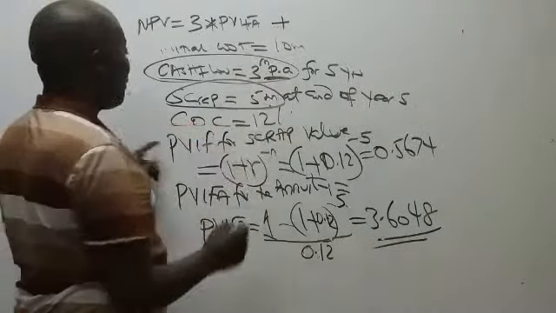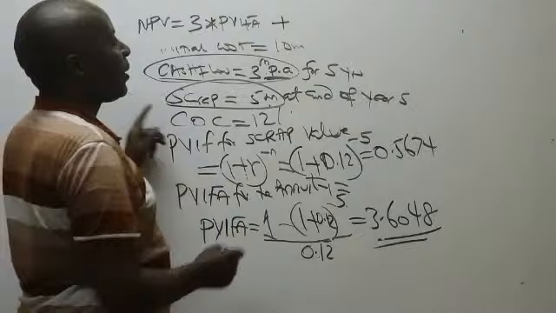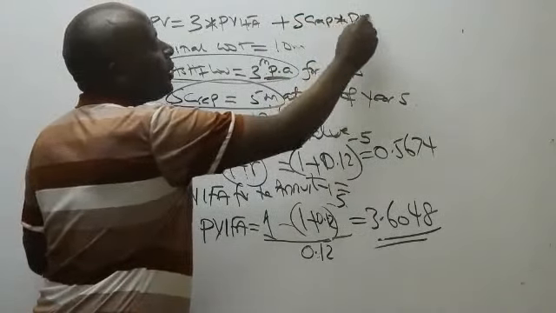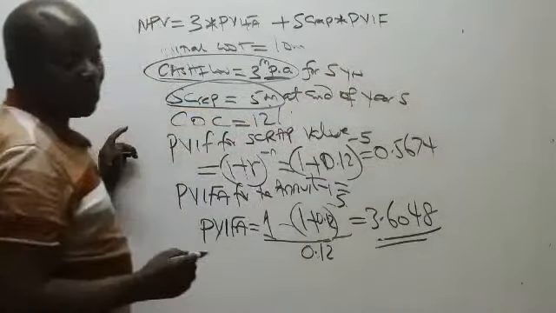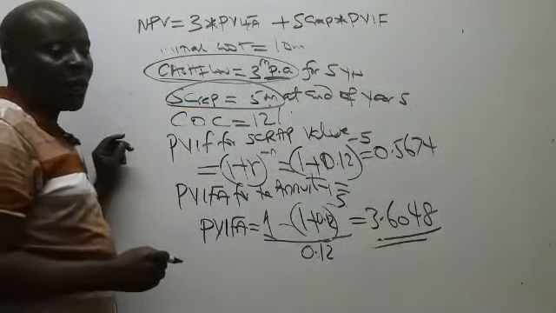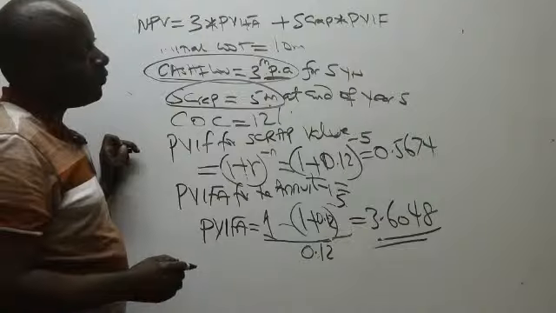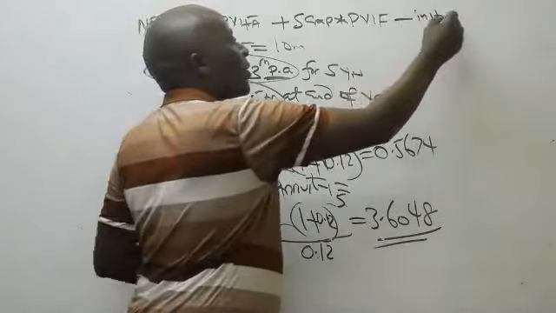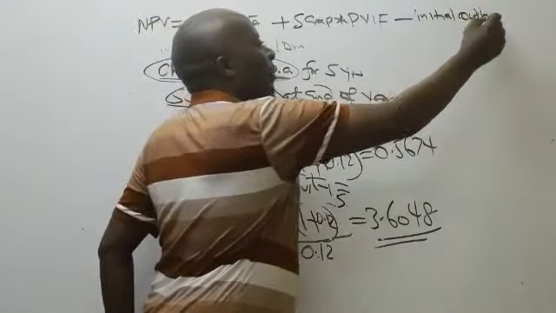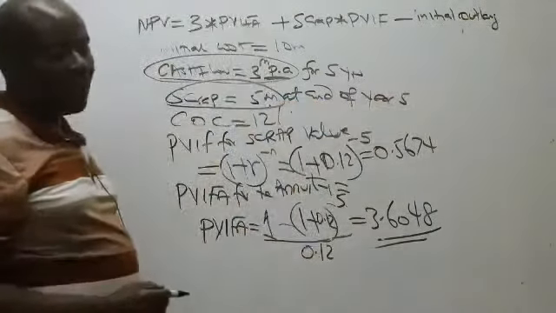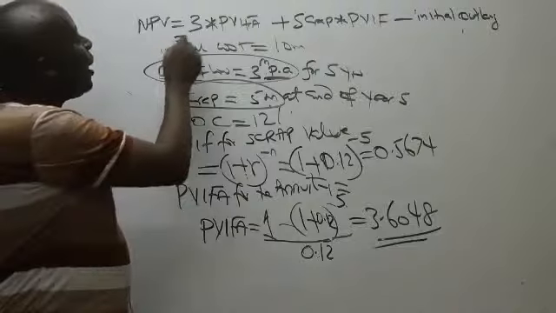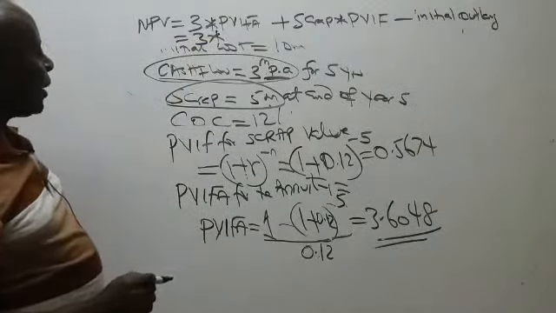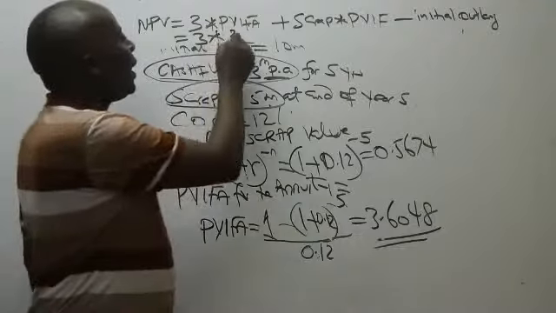Plus, we have the scrap. I would rather even write this in full for your revision. So scrap is a one-off figure that will multiply with what we call PVF, minus the initial outlay. So ladies and gentlemen, this is what we have. We have 3 times PVFA. PVFA, you guys gave me a figure of 3.6048.